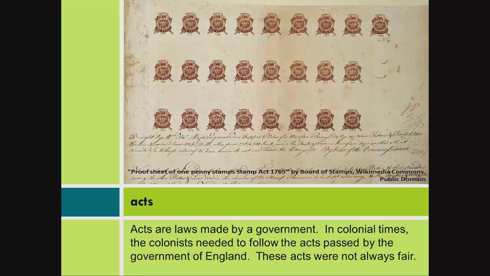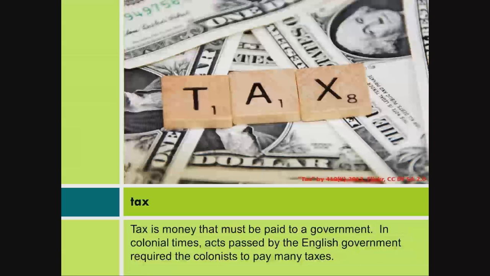Acts. Acts are laws made by a government. In colonial times, the colonists needed to follow the acts passed by the government of England. These acts were not always fair. Tax. Tax is money that must be paid to a government. In colonial times, acts passed by the English government required the colonists to pay many taxes.